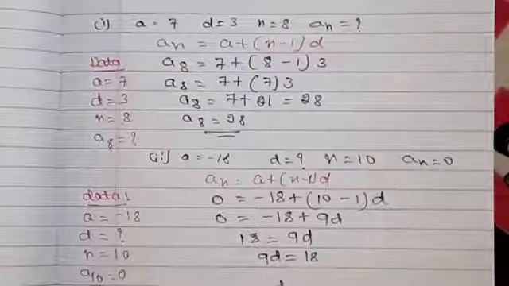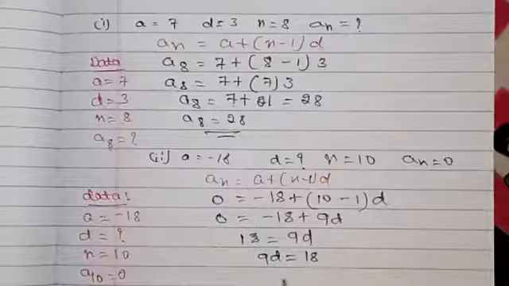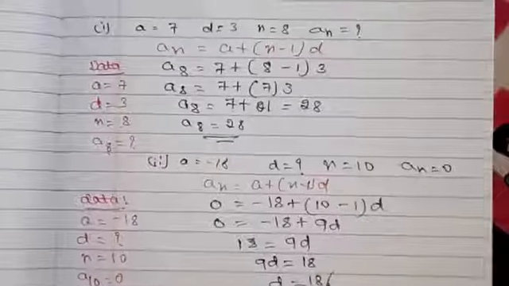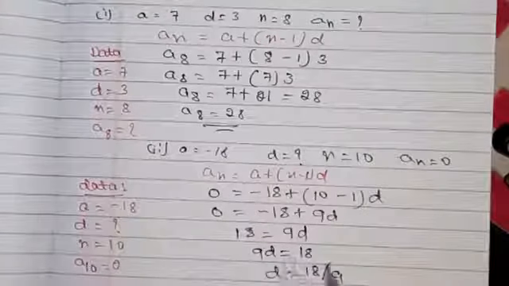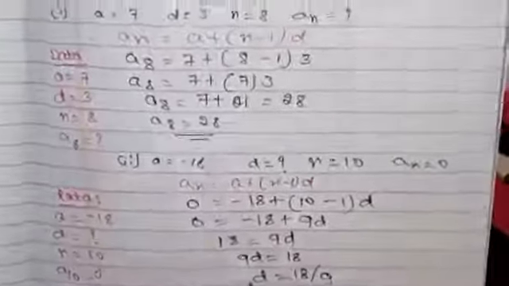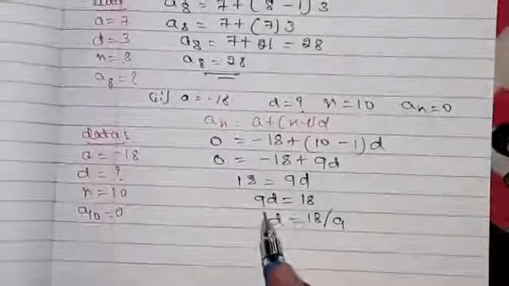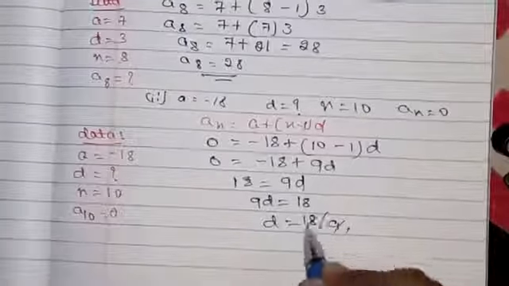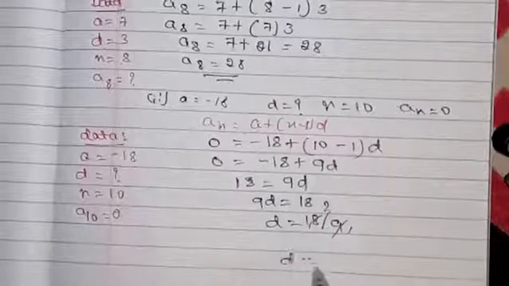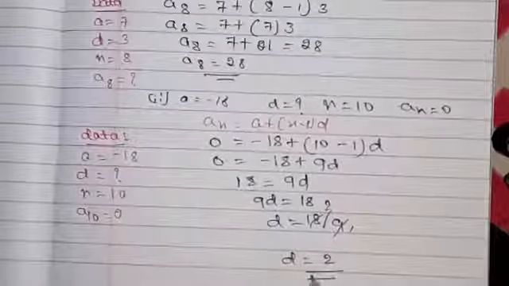We need the d, right? So send the 9 to the right hand side. d is equals to 18 divided by 9, because multiplication is there here. 9 into d, multiplication is there. So if you send the multiplication, it will become divide. So therefore 18 divided by 9. 9 twos are 18, therefore d is equals to how much, 2. The common difference is how much, 2, right?